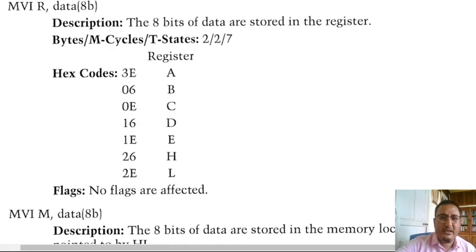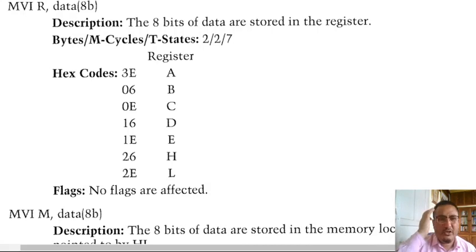Now likewise, we have the next instruction that is called as MVI R comma data. Now what does this particular instruction do is the 8-bit immediate data is moved onto the register or copied onto the register. Immediate basically means the data that is placed immediately after the opcode for MVI R. So on execution MVI R comma 8-bit data, it moves the 8-bit immediate data into the register. Now bytes, machine cycle, and T states requirement. So it requires 2 bytes, 2 machine cycles, and 7 T states.